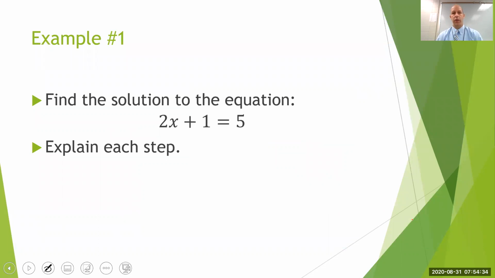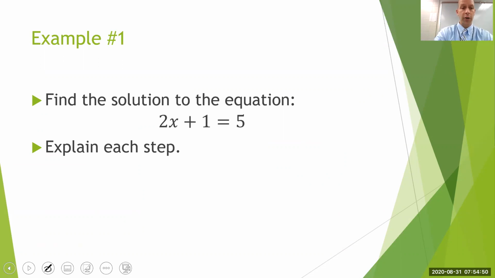So let's see if we can use those properties to do this particular example. It says find the solution to the equation, and then it says explain each step. You might be able to just look at this right now and guess what the answer is. But let's say you did it.